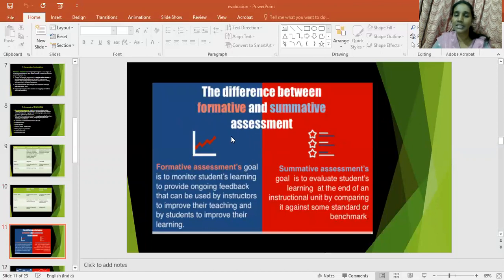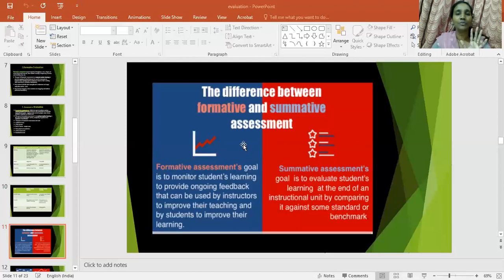Blue means, just keep in your mind, girls, or else write it down, that note. Blue is for formative evaluation and red is for summative evaluation. Got the point? Blue is for formative evaluation and red is for summative evaluation.